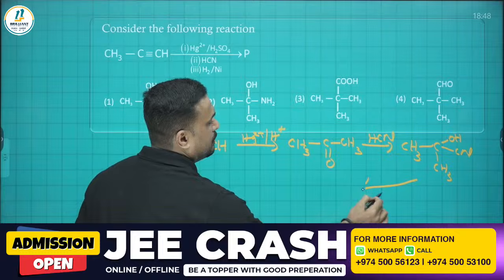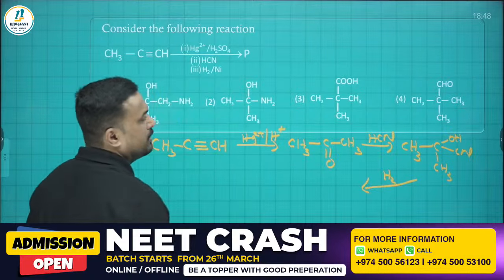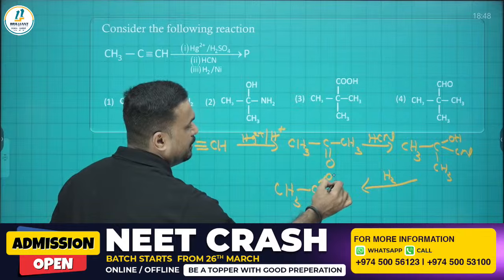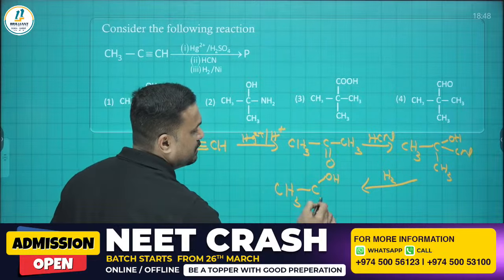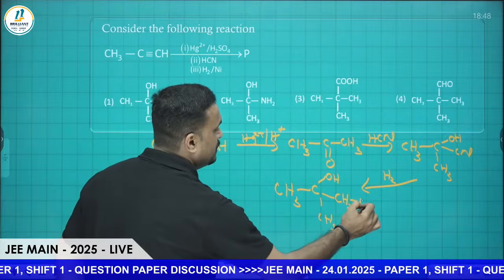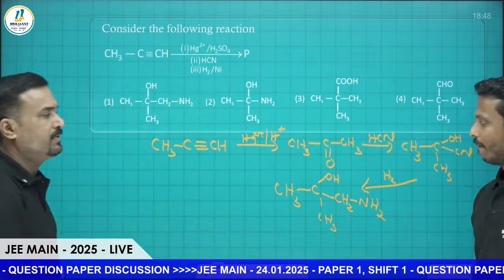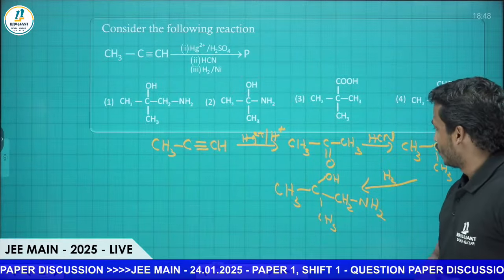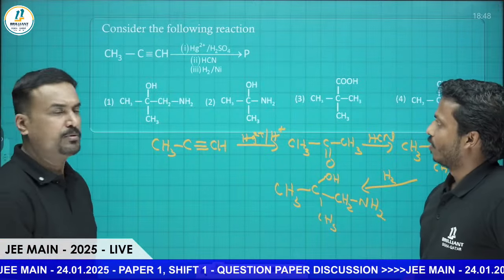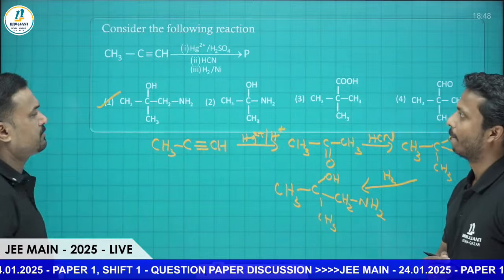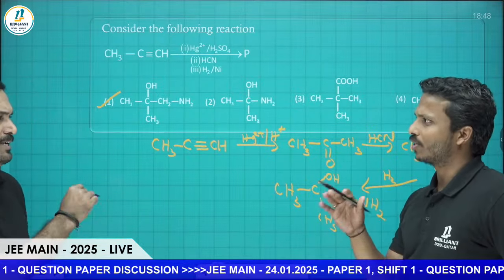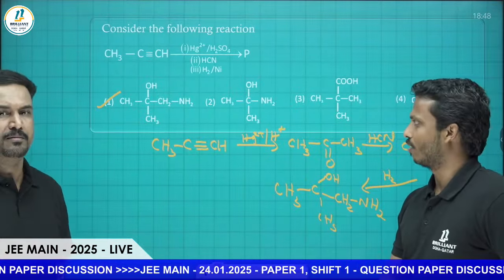When the cyanohydrin undergoes hydrogenation with H2 in presence of nickel or platinum, the CN becomes CH2NH2. So CH3, C, OH, CH3, and CH2NH2 will be coming. So that is the compound. It's a direct one. You only have to keep in mind the conversion type of question, where compounds are converting. This time they asked conversion questions, comparatively easy. Okay, good.